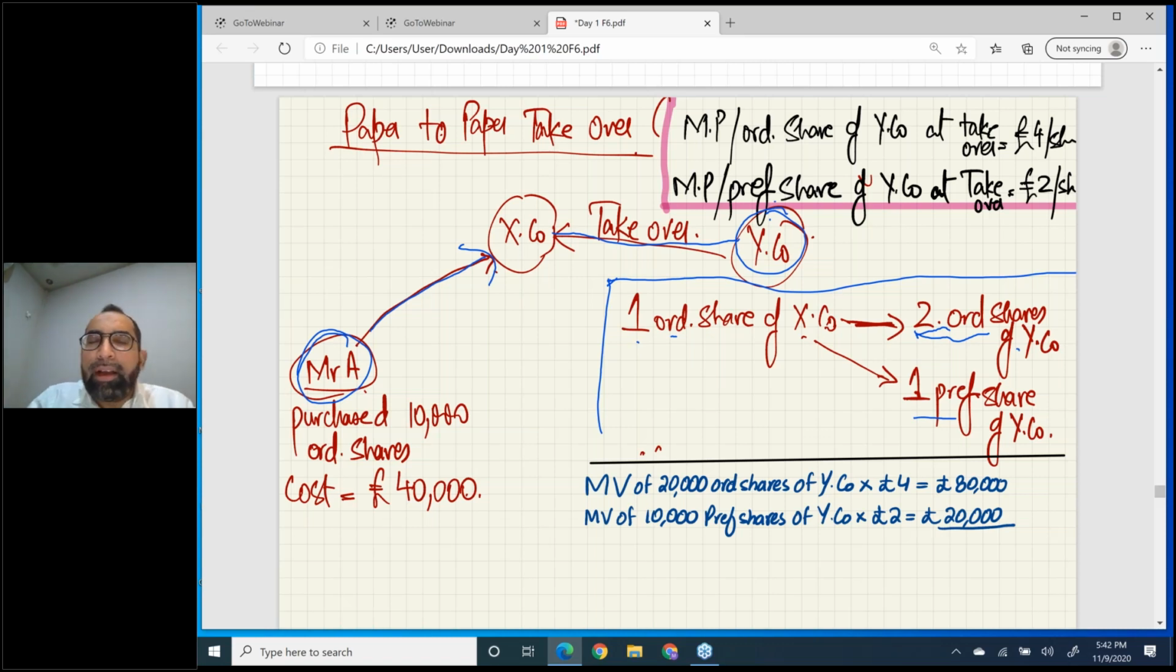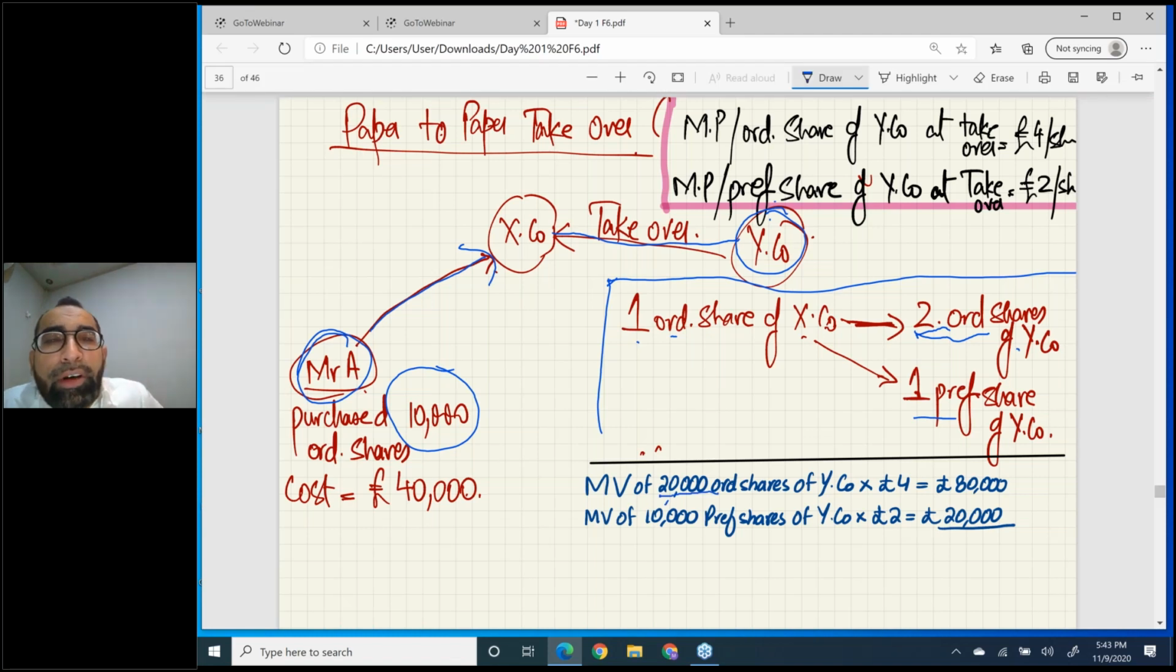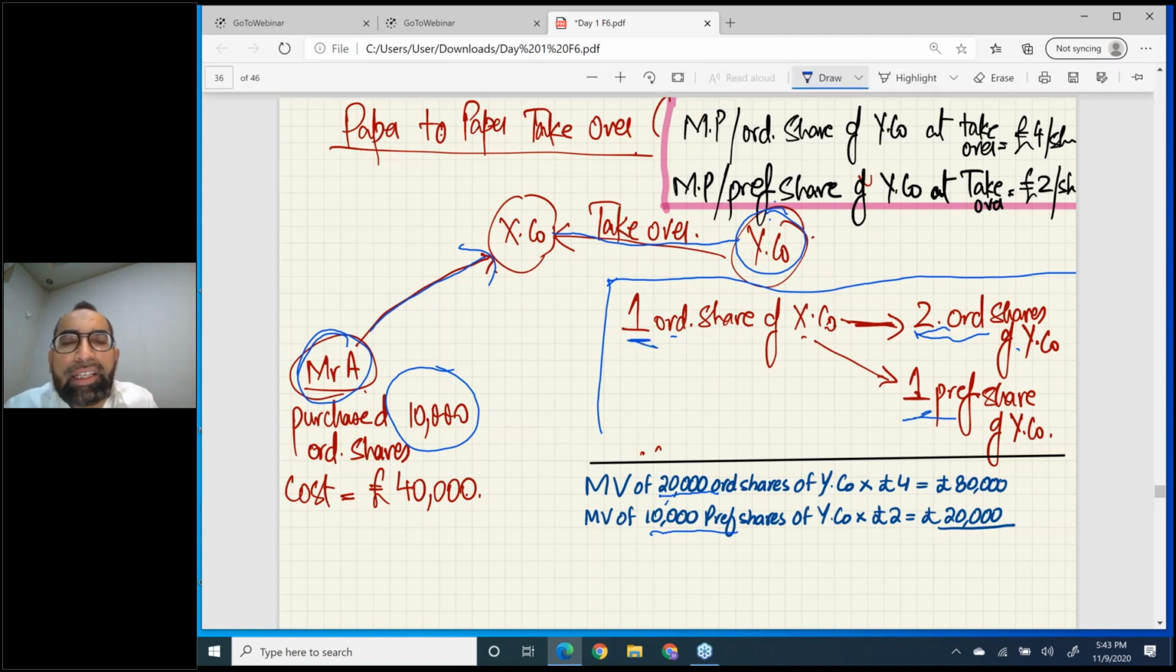Now, how many ordinary shares will Mr. A get? One for one ordinary share of X, double: two ordinary shares of Y will be given. So Mr. A has 10,000 ordinary shares, 10,000 multiplied by 2, 20,000. Mr. A will get 20,000 ordinary shares and 10,000 preference shares, because the preference deal is 1 for 1.